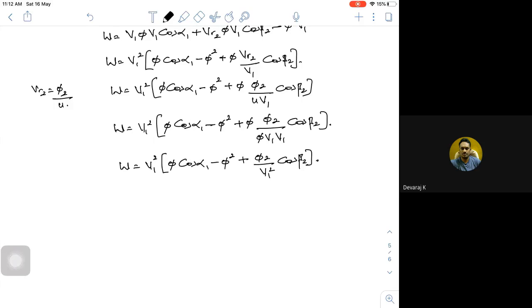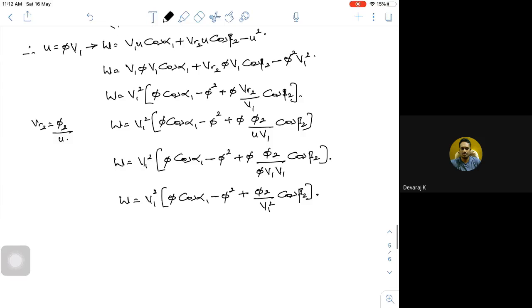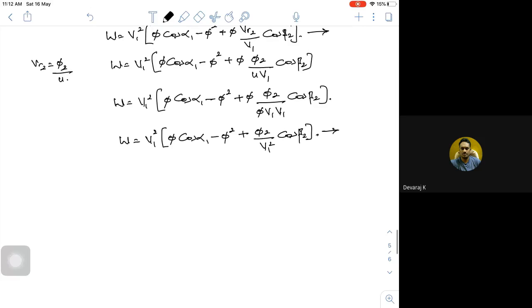You can retain this equation as it is, or you can reduce to this kind of equation. This is your expression for work done. Why I have written this in terms of phi and V1 is that I want the gross stage efficiency. So what is this gross stage efficiency?